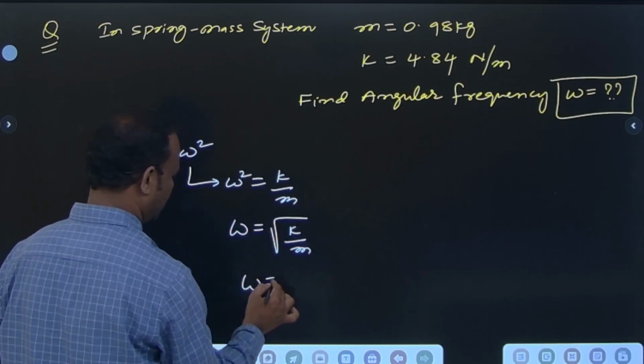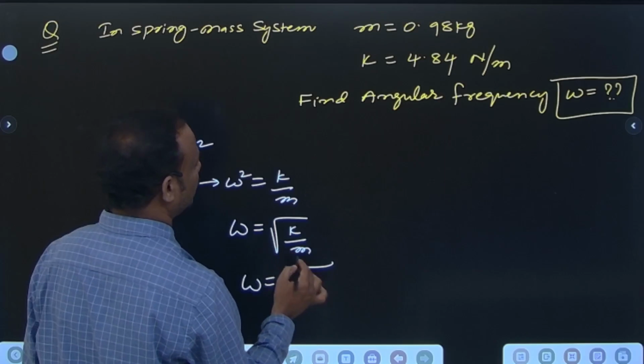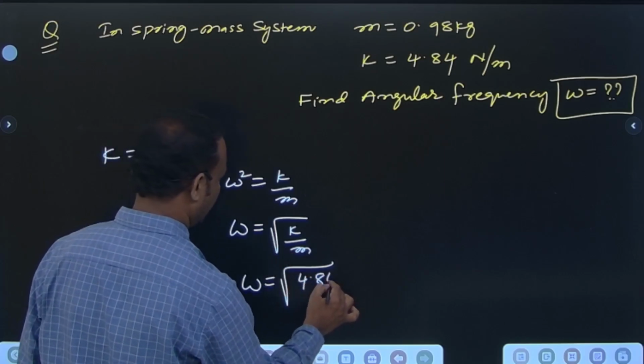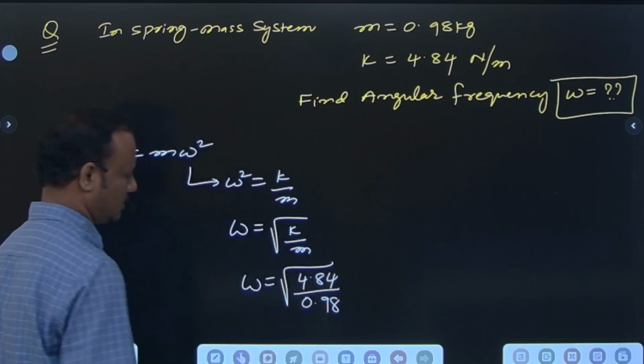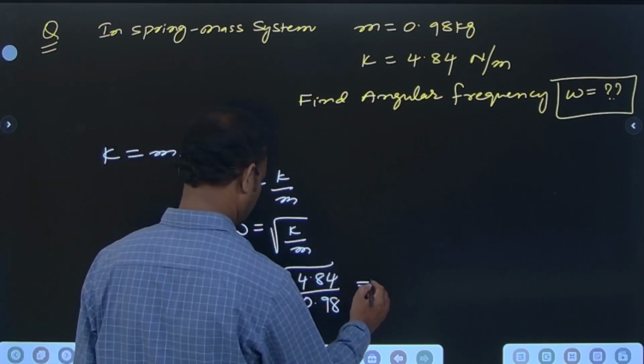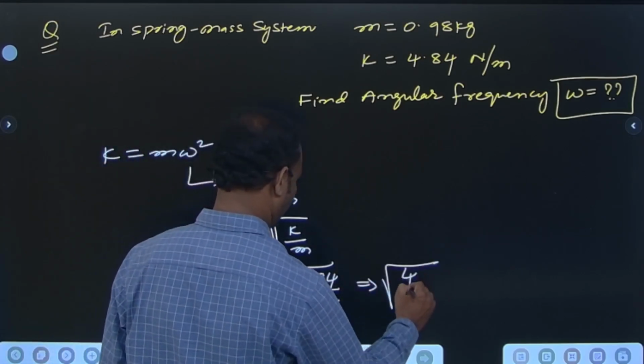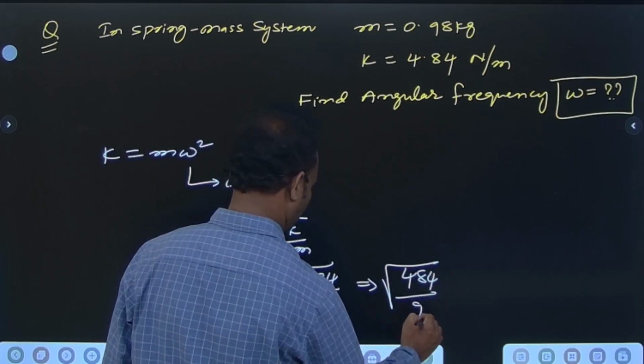Omega is equal to under root of K by m, which is 4.84 by 0.98. Square root of 484 by 98.